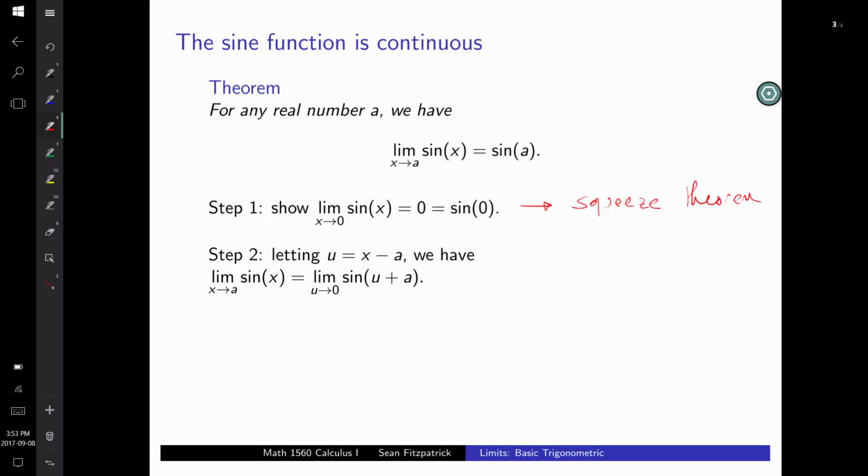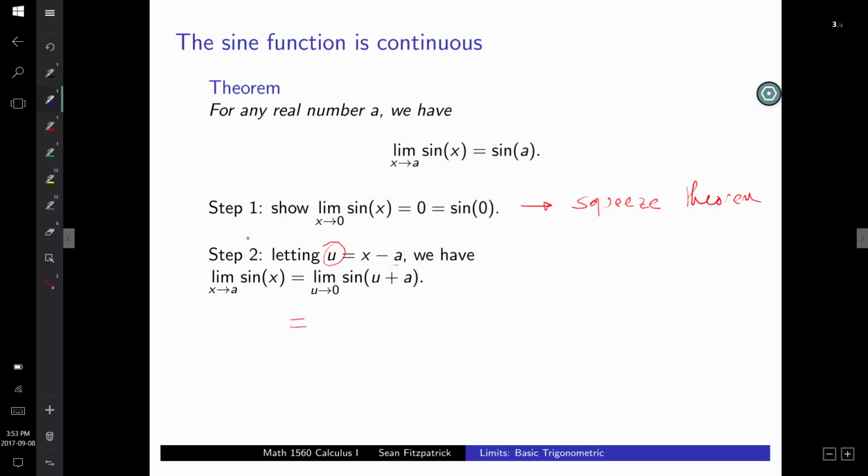What about if a is not equal to 0? Well, it turns out there's a little trick we can do. We can do a little substitution. I introduce a new variable u, which is going to be the difference between x and a. If x is getting close to a, then the difference between x and a is getting close to 0. So instead of considering the limit as x goes to a of sine x, I can consider the limit as u goes to 0. If I add a to both sides, x is equal to u plus a. So I can plug that in. And where do we go from here?